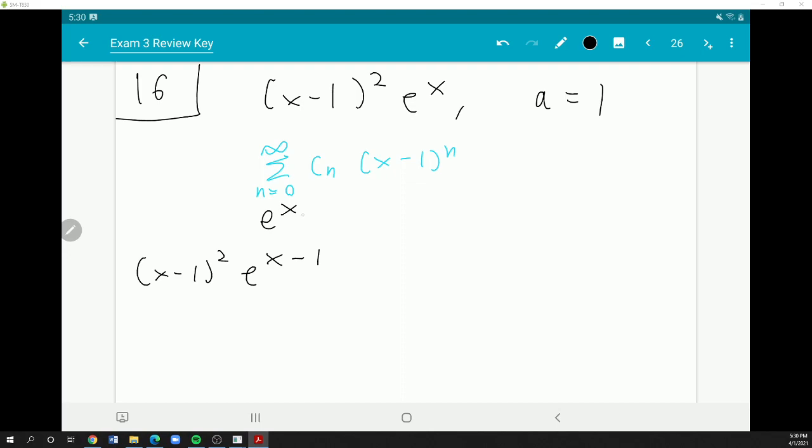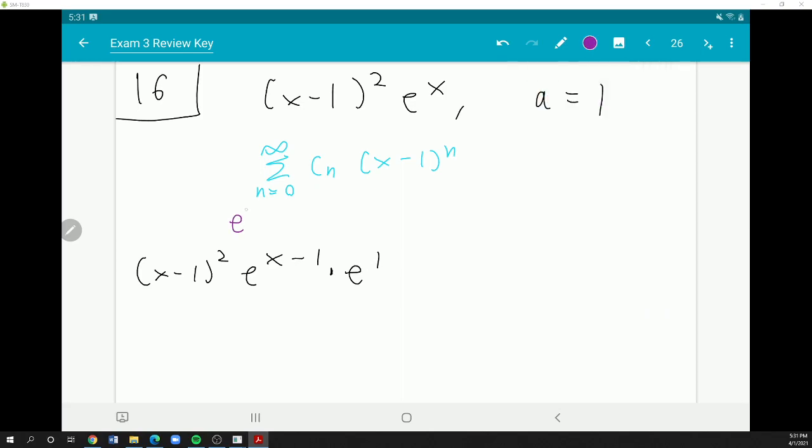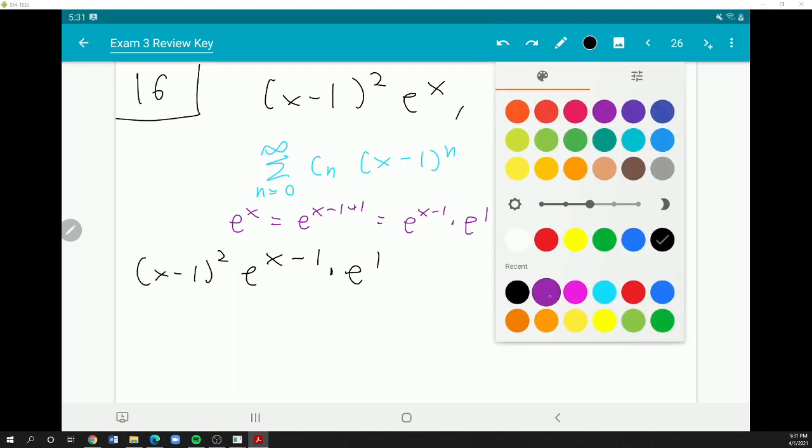How so? It's e to the x times e to the minus 1. Or I should write e to the x times e to the power 1. So the magic idea is e to the x is the same thing as e to the x minus 1 plus 1, which is e to the x minus 1 times e to the 1. And the whole reason I do that is to get this x minus 1 here.